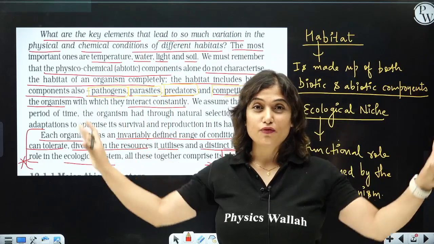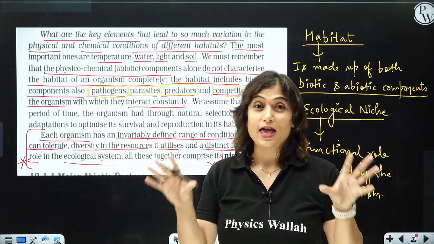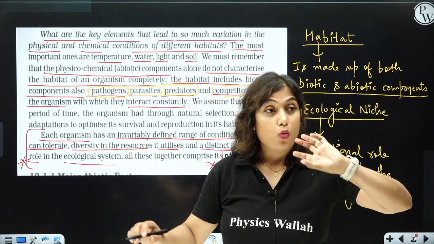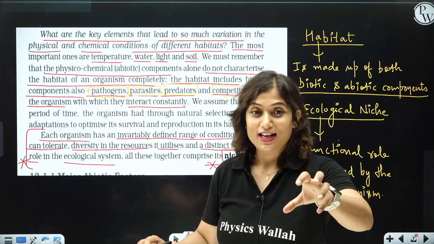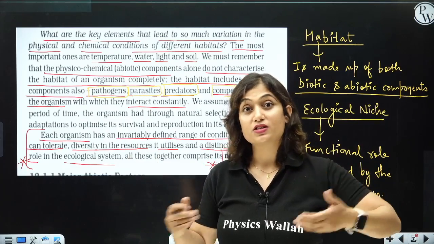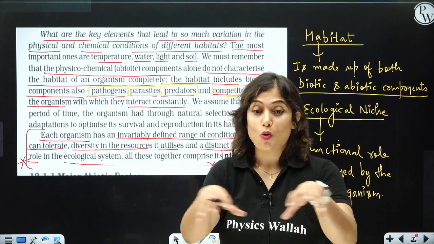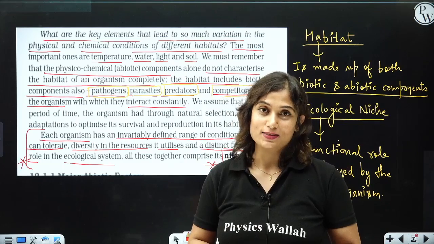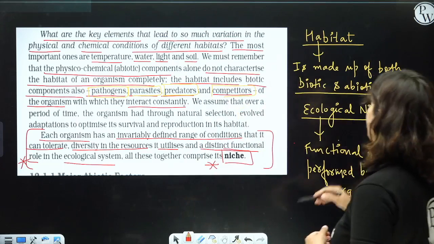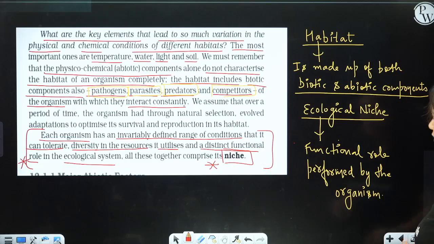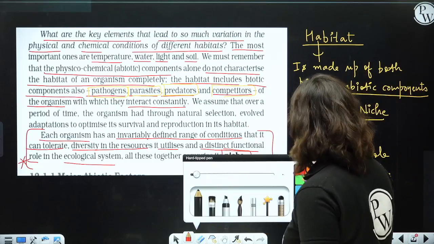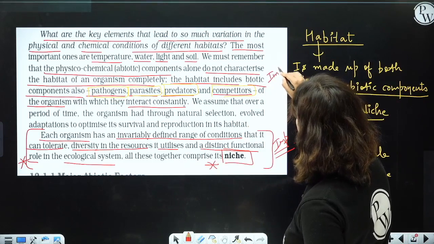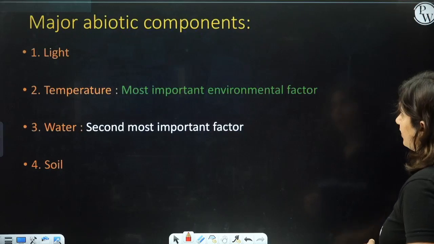The different kind of conditions in the habitat an organism can tolerate, what different kind of resources it is using from the habitat, and what is the functional role of the organism. This all together is called the niche of the organism. Okay, so I hope you understand the difference between habitat and ecological niche. So these lines of NCERT, I am writing over here. These lines of NCERT are very important. So let's move further now.